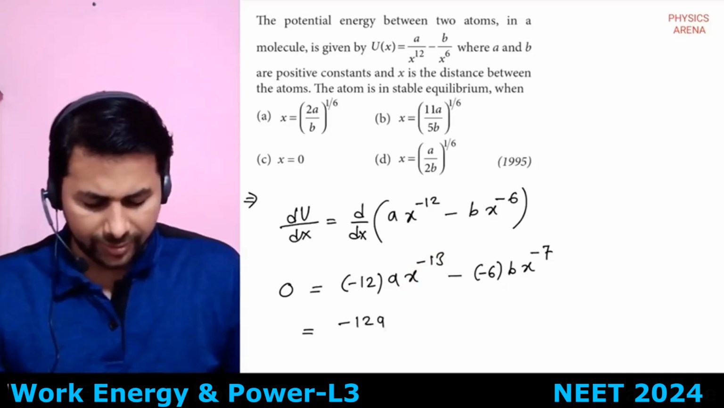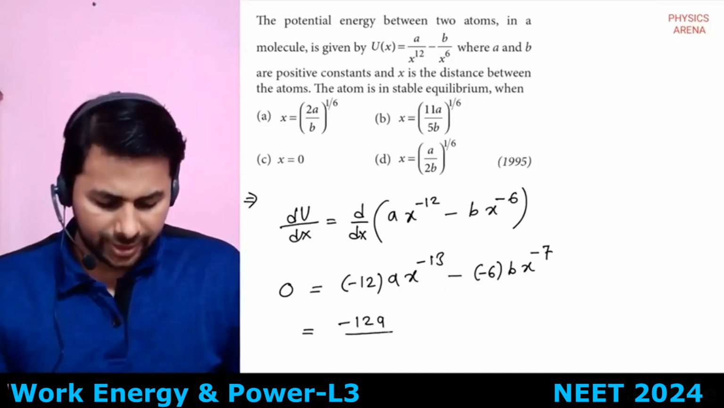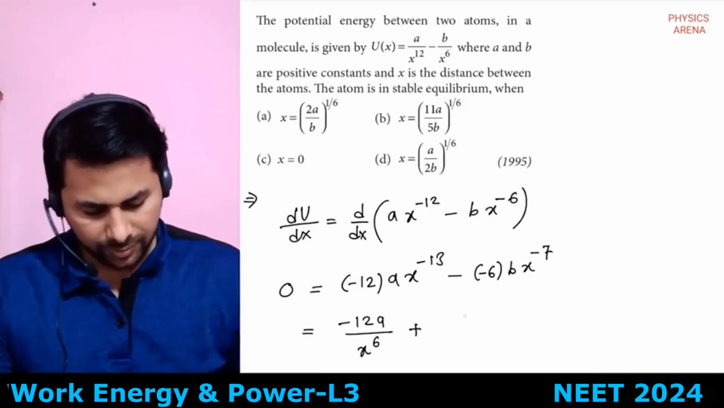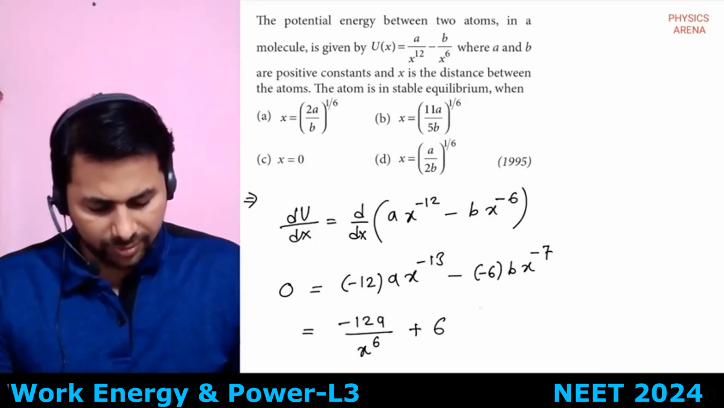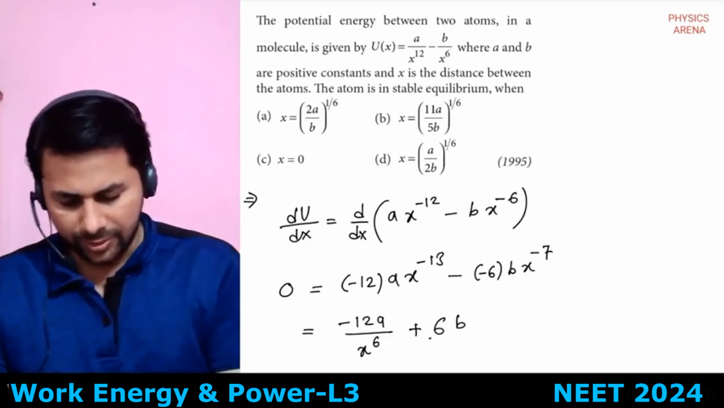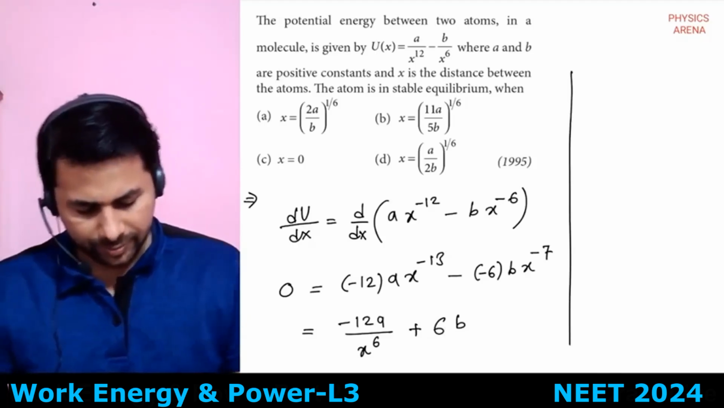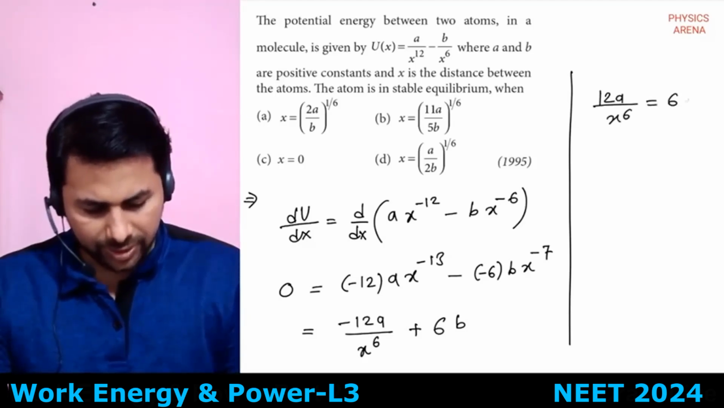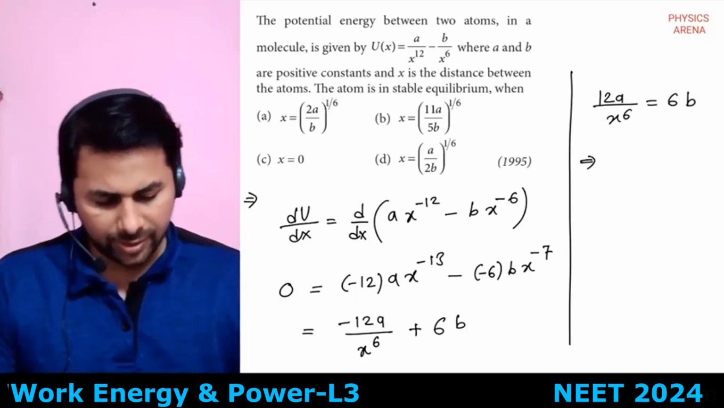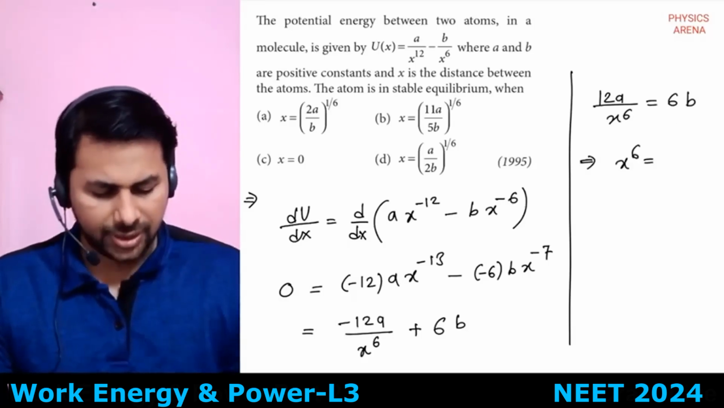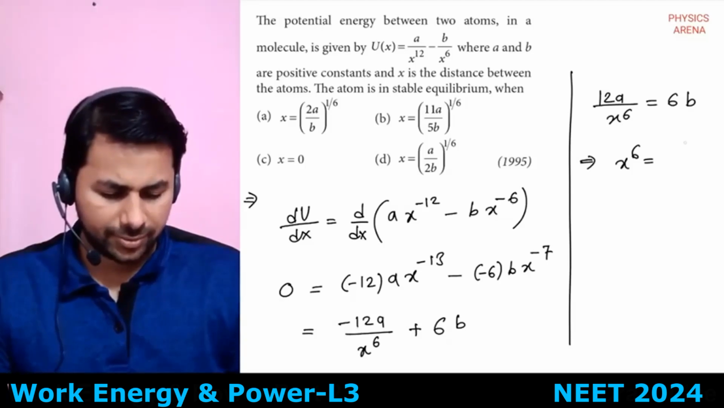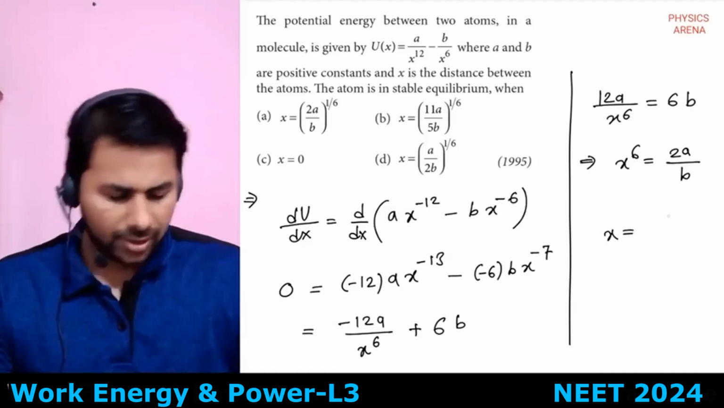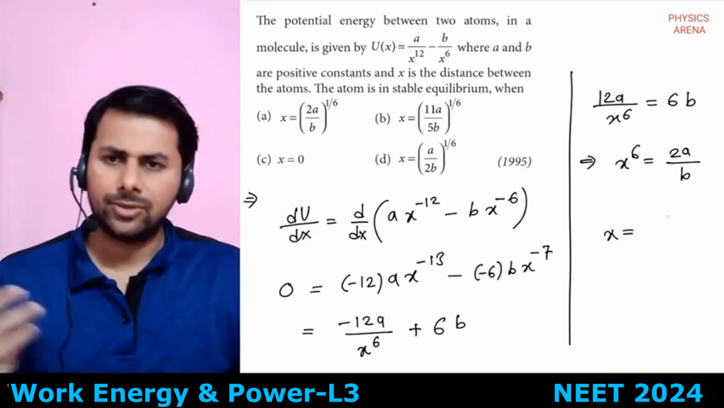So I have minus 12a into x raised to minus 6, that is minus 12a upon x raised to 6, plus 6 times b, with nothing under it, since we had taken it common. So 12a upon x raised to 6 is equal to 6b. That means x raised to 6 is equal to 12a divided by 6b, or 2a by b, and therefore x is equal to 2a upon b raised to 1 by 6.